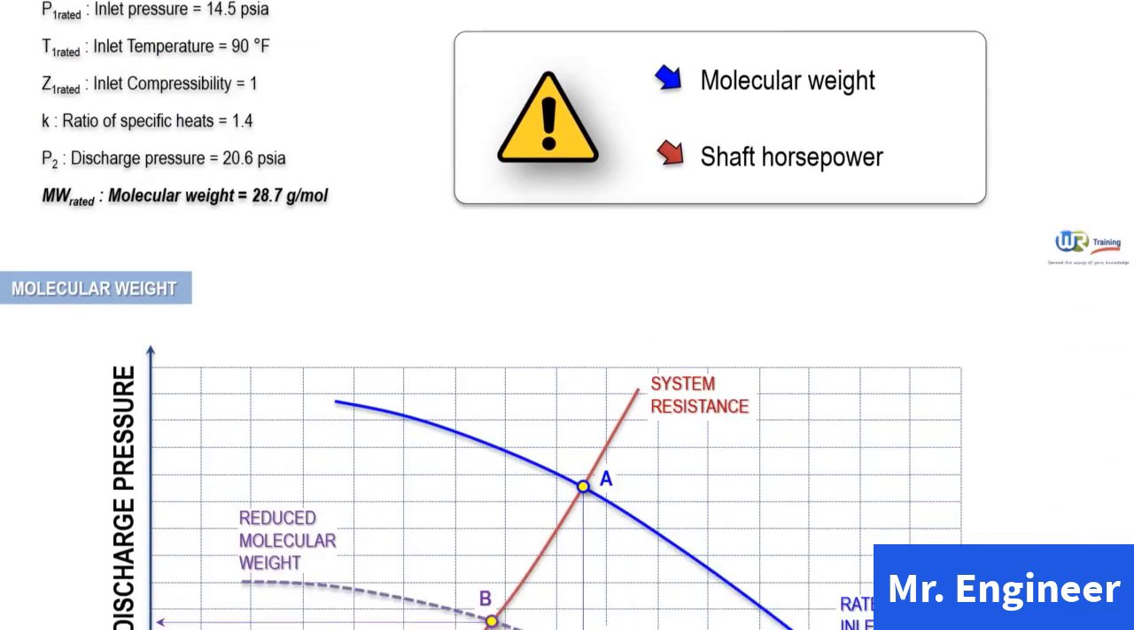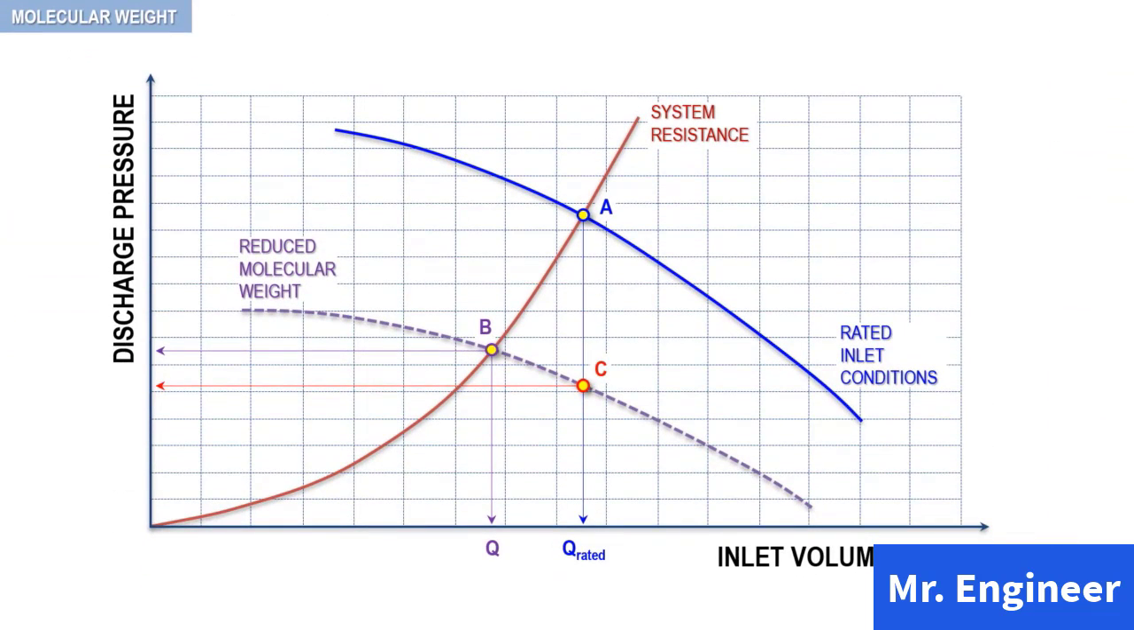Finally, the following figure illustrates the effects of system resistance on this analysis. Here, a reduction in molecular weight lowers the compressor performance curve. Point A is the rated operating point. In this example, we have assumed constant inlet volume flow and therefore calculated the discharge pressure at point C.